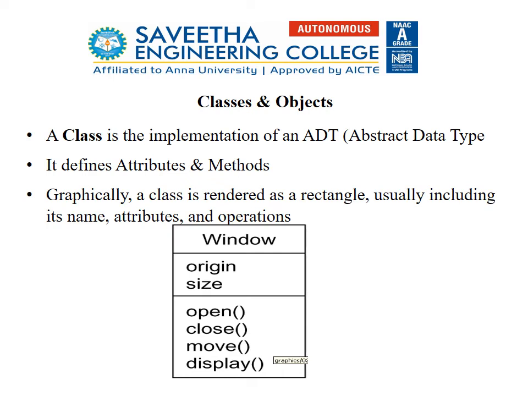In a rectangle box, it has three divisions. In the first division, we specify the name of the class, in the second division we specify the data section, and in the third part we specify what functions or procedures are defined in this class. So this is how we have to define a class in OOAD. So we'll have three sections. One is to define the name of the object, then the data section, followed by the procedure section.